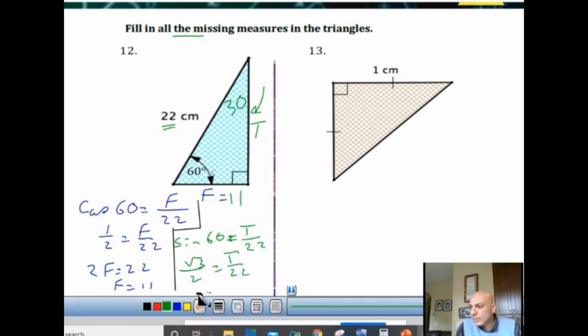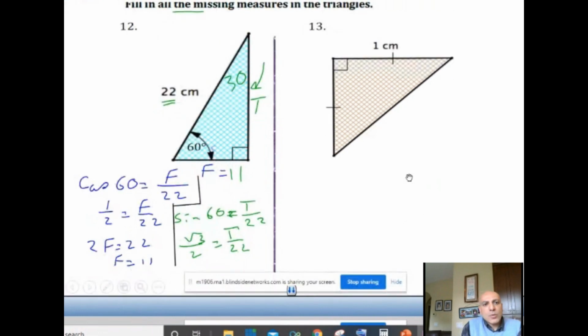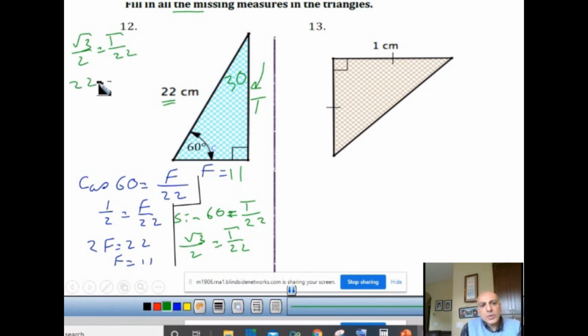And you cross multiply. I have to use this side, I'm sorry, here. Unless I could just scoot it down a little bit. Can you see down there? Okay. Probably have to use the one at the top. So it's square root 3 over 2 equals t over 22. 22 square root 3 equals 2 t's. Divide by 2. t is going to equal 11 square root 3, which is this side here, 11 square root 3.